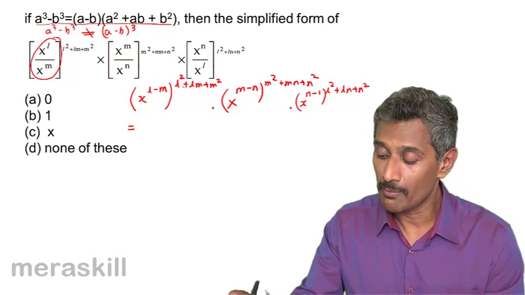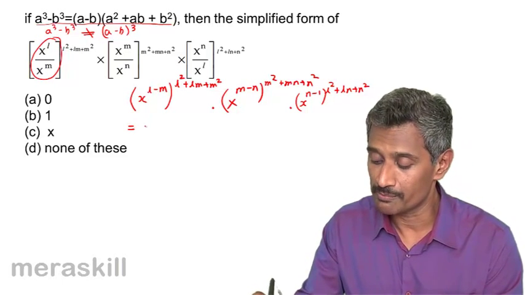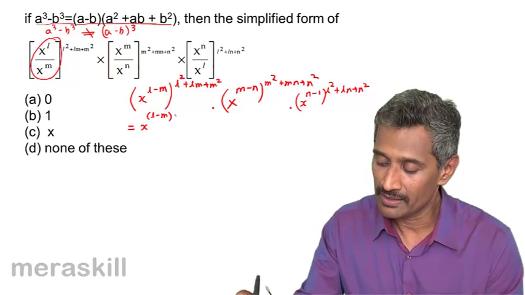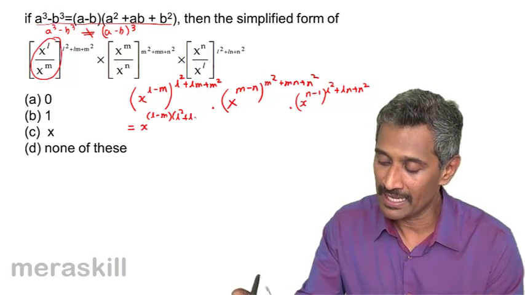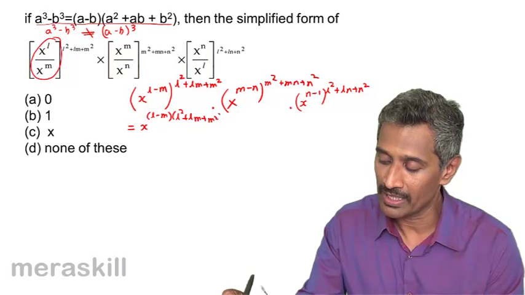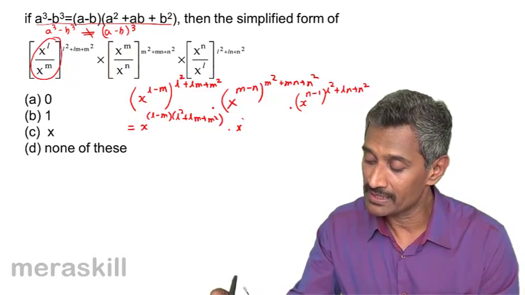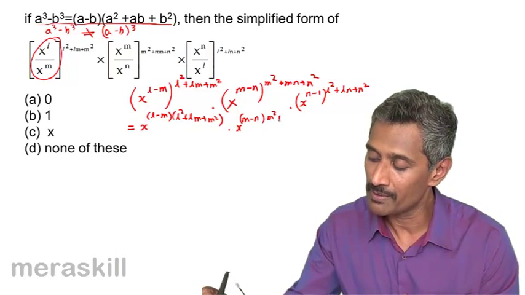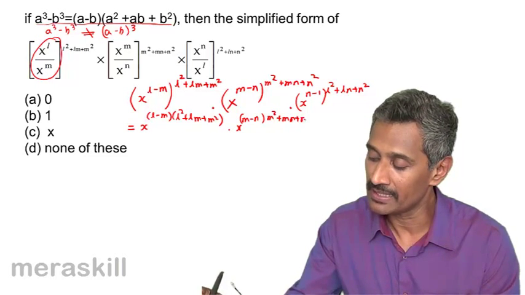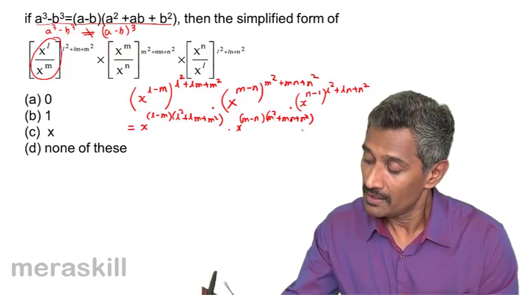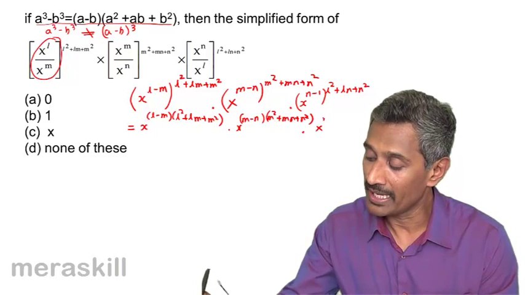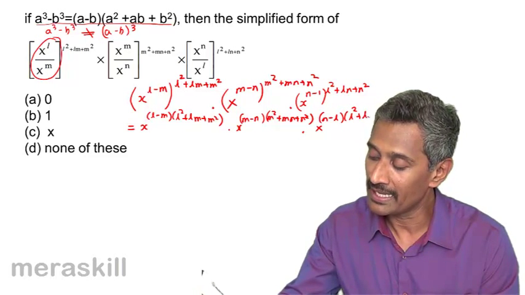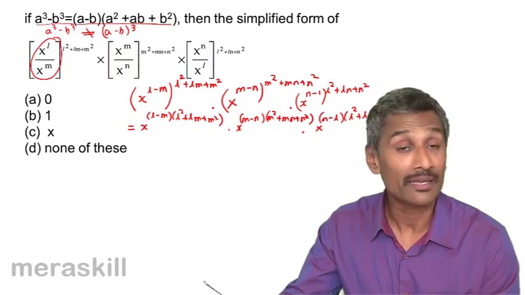Now we use the power of power rule. So it's a product of these. So x raised to (l minus m) into (l square plus lm plus m square), into x raised to (m minus n) into (m square plus mn plus n square), into x raised to (n minus l) into (l square plus ln plus n square).